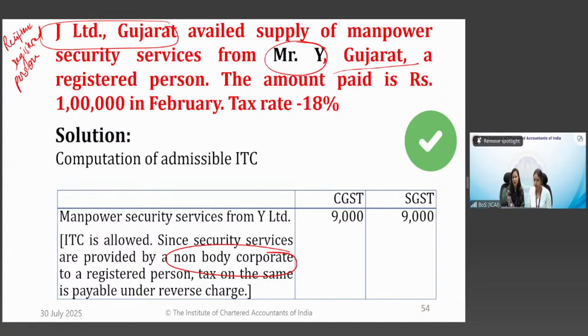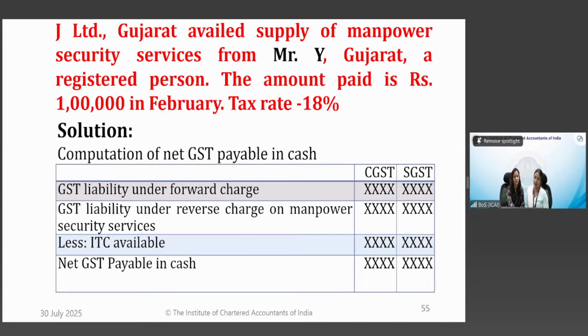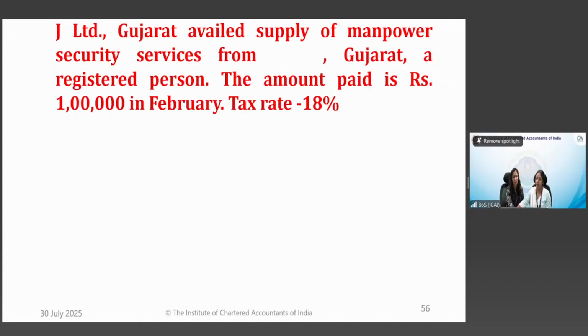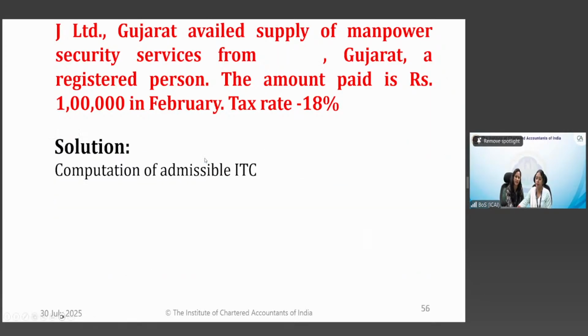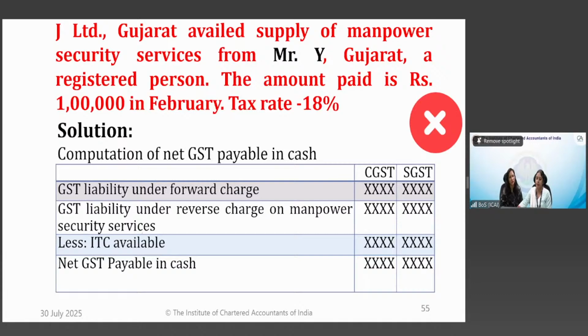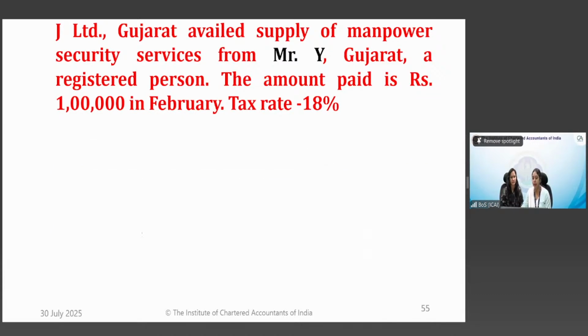So J Limited is the recipient, Geeta. Now we come to how the ITC will be set off. This is the most important part of the compulsory question, it is tested in all the compulsory questions. There is an implication of this adjustment, that there are some entries where reverse charge provisions are attracted, and now you have to calculate the net GST payable. In this question, the service provider is Mr. Y, J Limited is the recipient, and is registered, and Mr. Y is a non-body corporate.